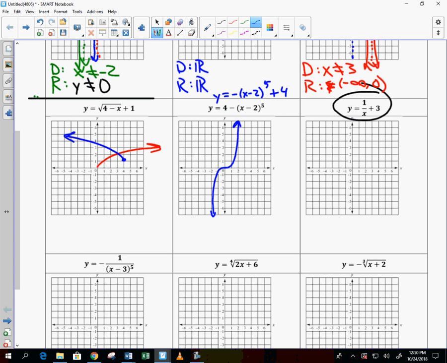What do I do with that? 2 to the right. Up 4. Upside down. 2 to the right. Up 4. Upside down. Away we go. Domain, all real numbers. Range, all real numbers.